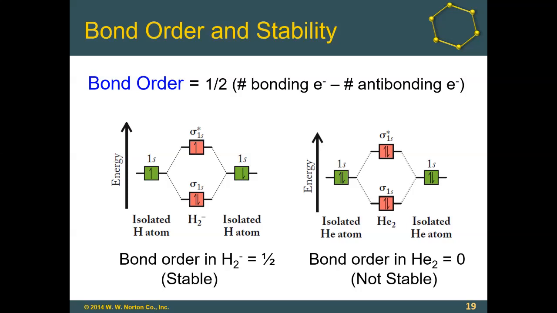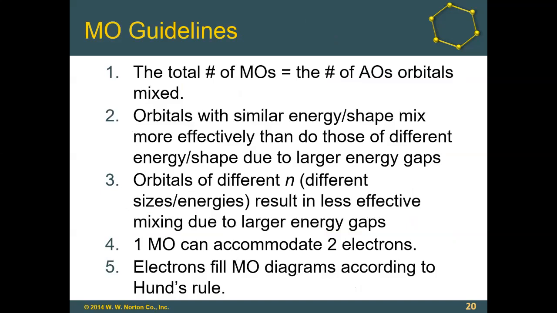Versus helium, if we took two helium atoms and put them together, each of the two helium atoms starts out with two electrons. When we put those electrons into the molecular orbital diagram, we have two electrons in the bonding orbital, two electrons in the antibonding orbital, two minus two is zero, zero over two is still zero. And so the bond order for diatomic helium would be zero. And this molecular orbital diagram gives us additional evidence for why helium itself doesn't form bonds to other helium atoms. So there are some guidelines if you're trying to draw molecular orbitals or if you're trying to fill in the molecular orbital diagrams.